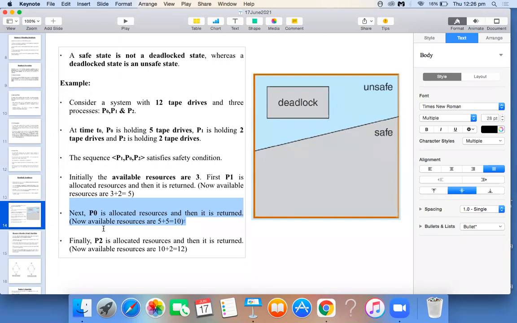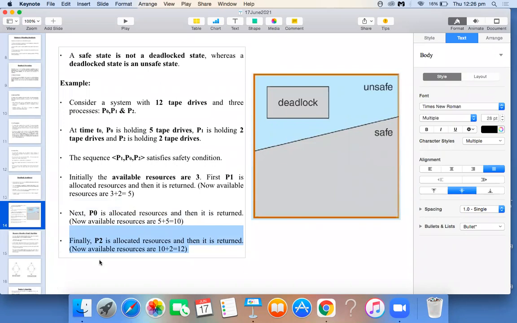Right. So last one. According to the sequence, which process is executing at the end? It is P2. How many resources is it holding? 2 resources, right? So that's why the last point says P2 is allocated the resources. After the completion, the process P2 will release these 2 resources. Okay, right.